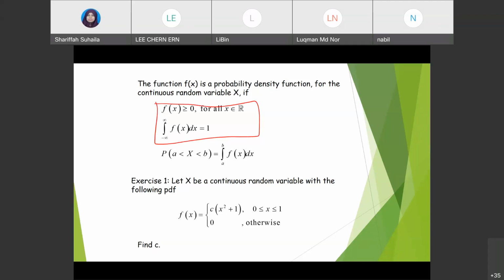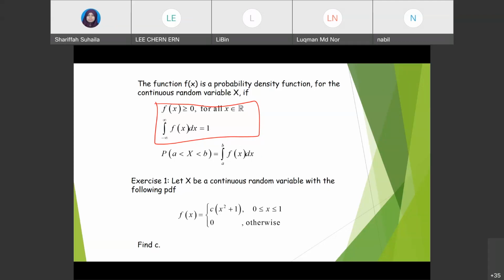All functions in your continuous case must be positive. f(x) must be greater than or equal to 0 for all x, for any real number. If you want to find the probability of x between a and b, you just integrate from a up to b, f(x) dx. So that is the concept for a continuous random variable.